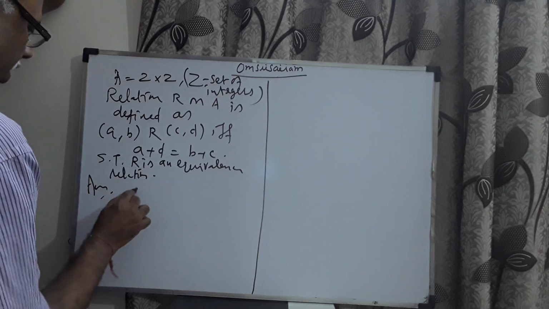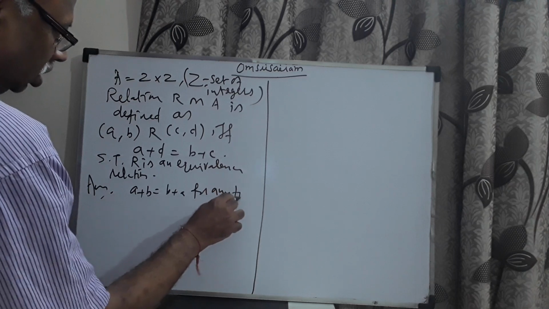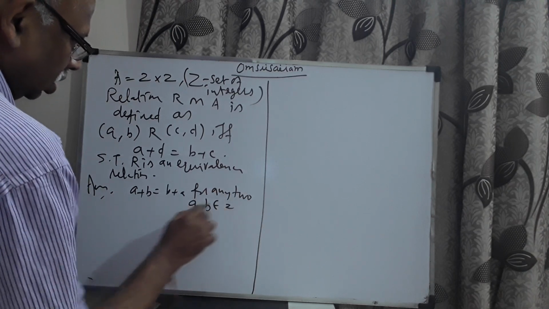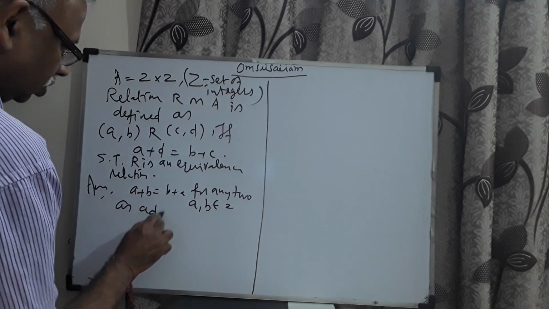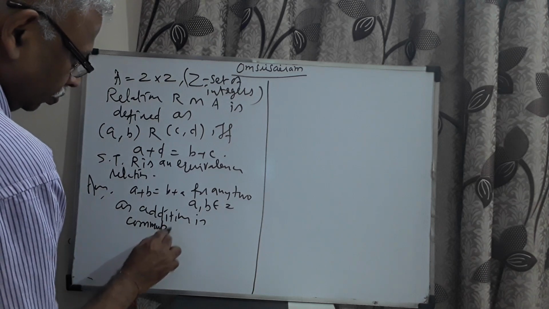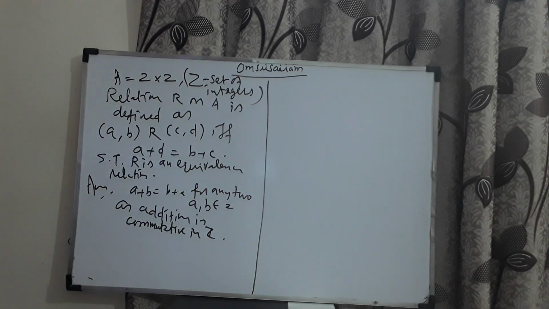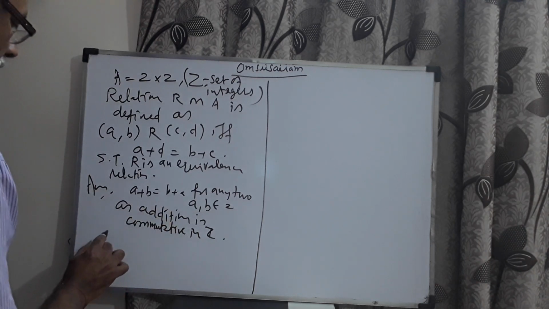Now, while you think about the answer, a plus b is equal to b plus a for any two a, b element of Z, as addition is commutative in Z. If you add 4 plus 7, it is the same as 7 plus 4, but I should not give an example, I should give only a general possibility. An example should be done only to negate a statement. If you add any two integers either way, it will give you the same answer. That is the meaning of the commutative property.